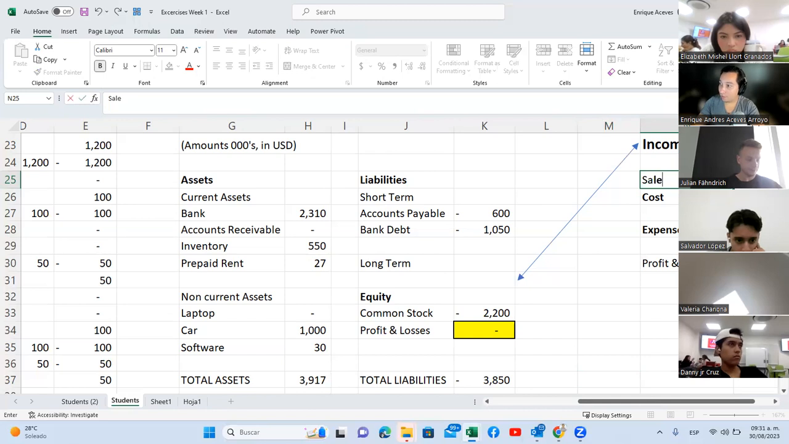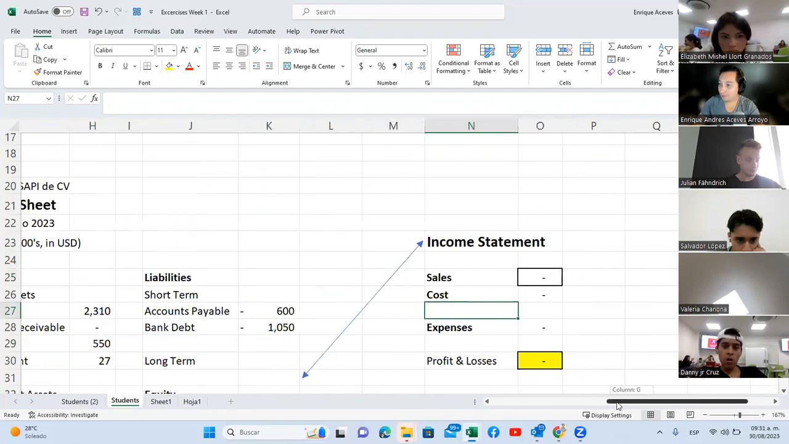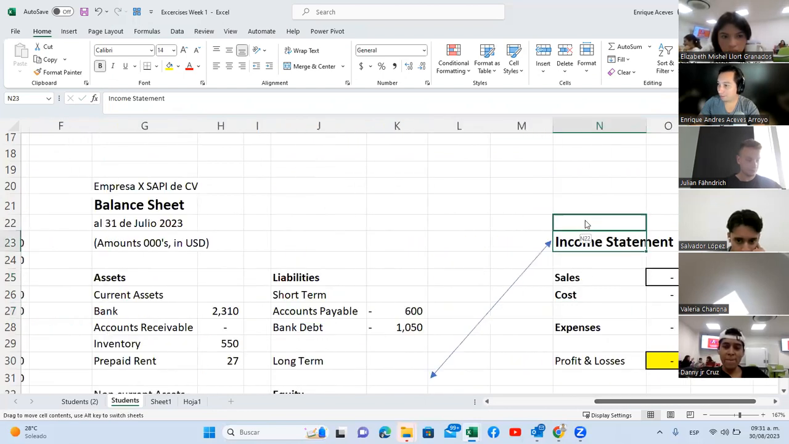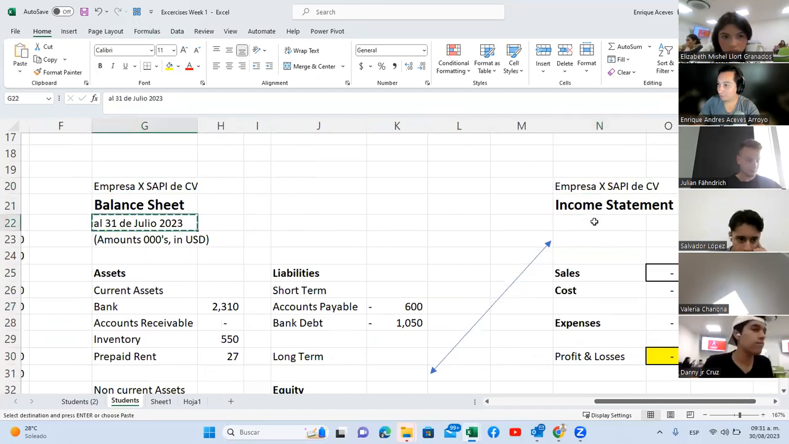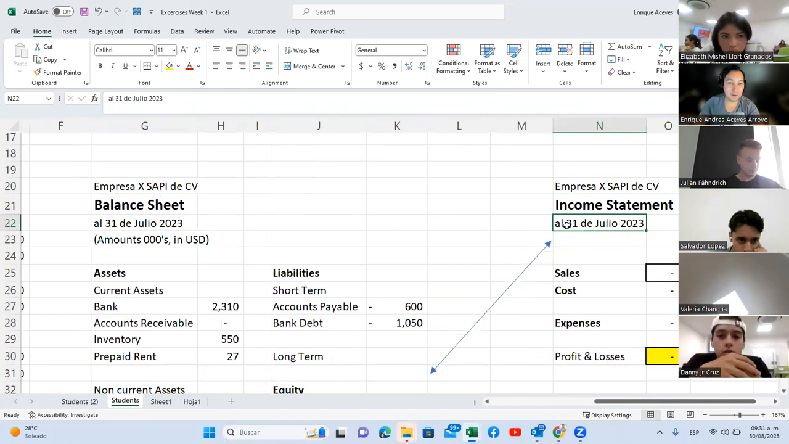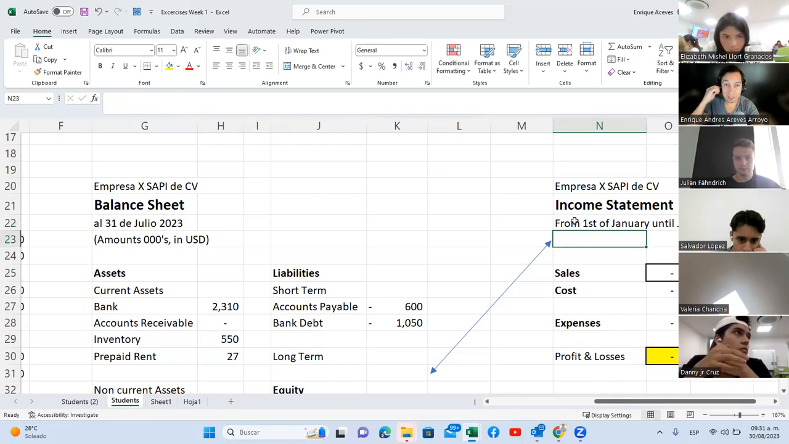Income statement. Let's do the income statement, guys. First of all, the header. The date. What's the date format for the income statement? It's in periods of time, from 1st of January until July 31st. Okay, that's a period of time.